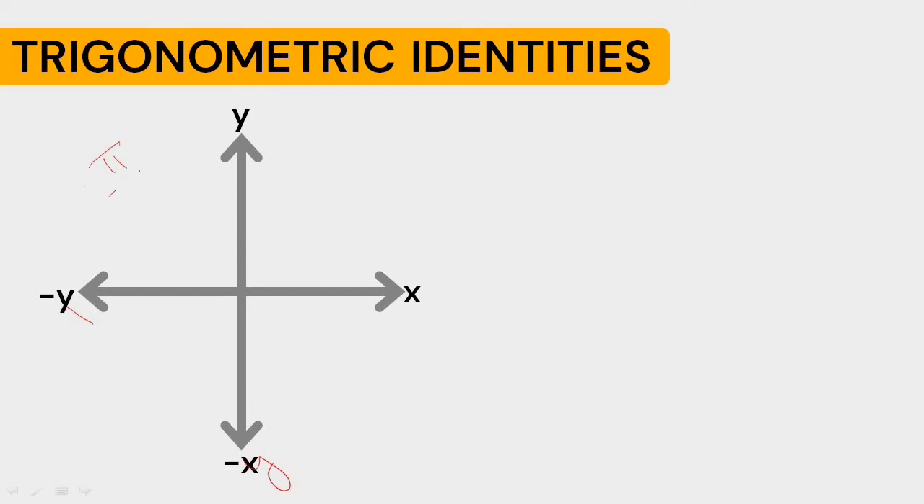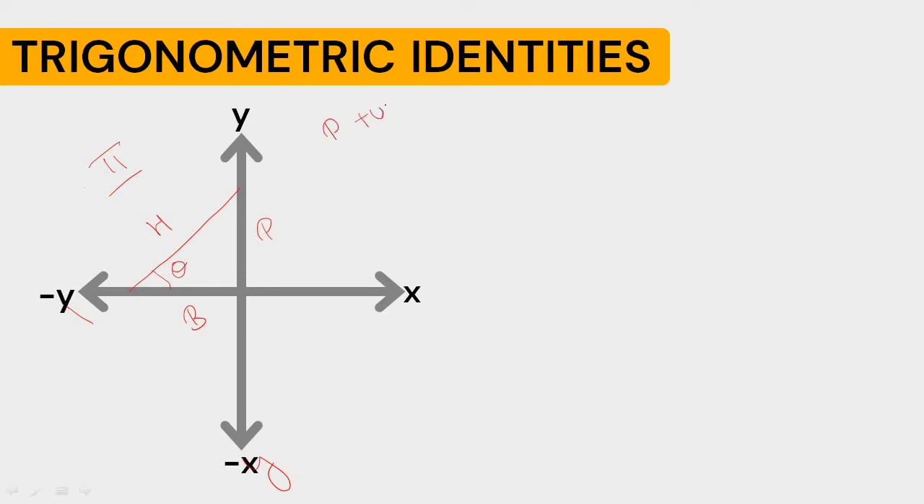Yeah, this is the second quadrant. So in the second quadrant, if we assume a triangle like this, with this angle theta, suppose this is angle theta here. So what is the perpendicular for this? This is the perpendicular, this is the base, and this is the hypotenuse.